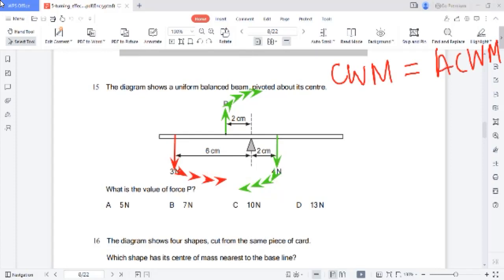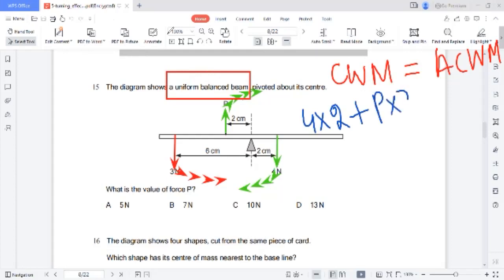So actually the condition is mentioned, I just forgot. Here is a uniform balanced beam. When there is the term balanced, it means clockwise moments and anti-clockwise moments are equal. So clockwise we have two moments. A 4 newton force is acting at a 2 centimeter distance, plus the P force is also acting at a 2 centimeter distance.